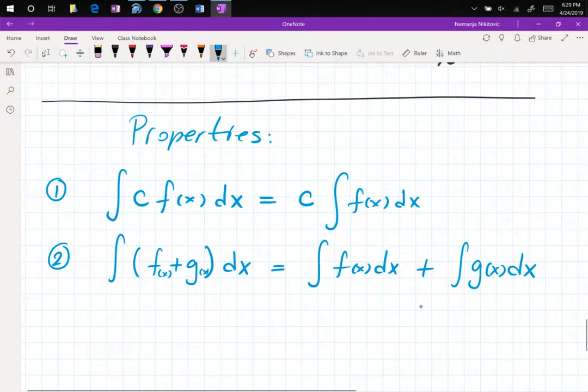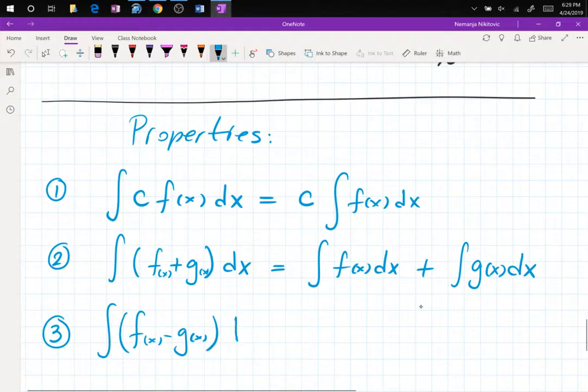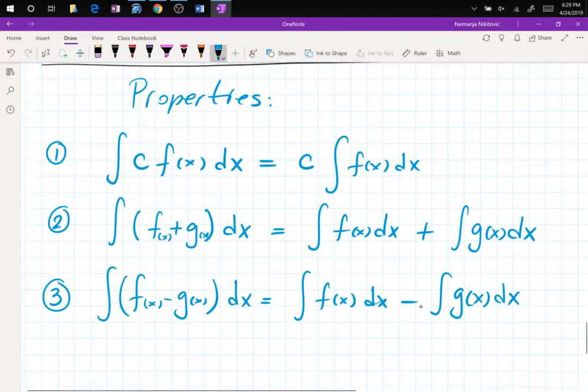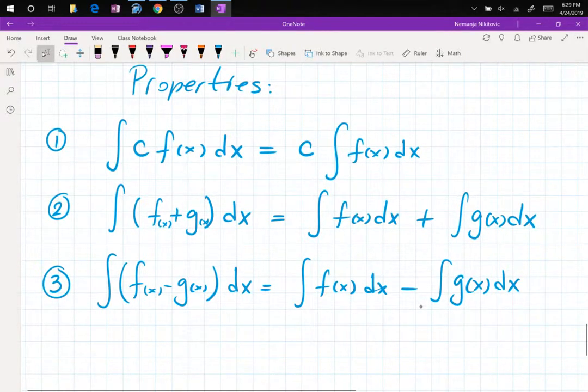And number three, if you have a subtraction of two of these, then each one gets its own integral, and then when you're done integrating, you will just be subtracting functions.